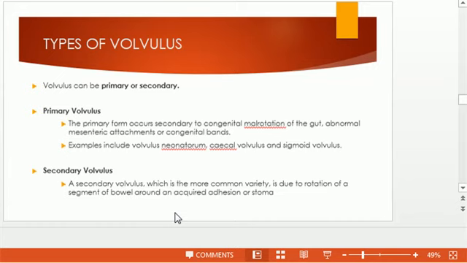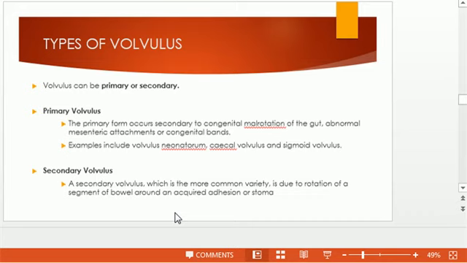One example includes the volvulus neonatorum. Then cecal volvulus. How is cecal volvulus a primary volvulus? There is a congenital anomaly, we call it floating cecum. The cecum is usually a retroperitoneal structure, a fixed structure. Sometimes it has a mesentery, so it is called floating cecum. So these are the cases where volvulus of the cecum can occur.